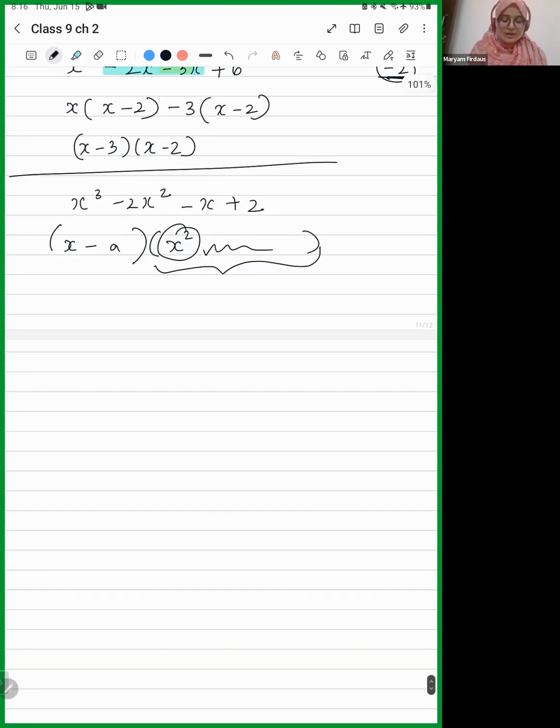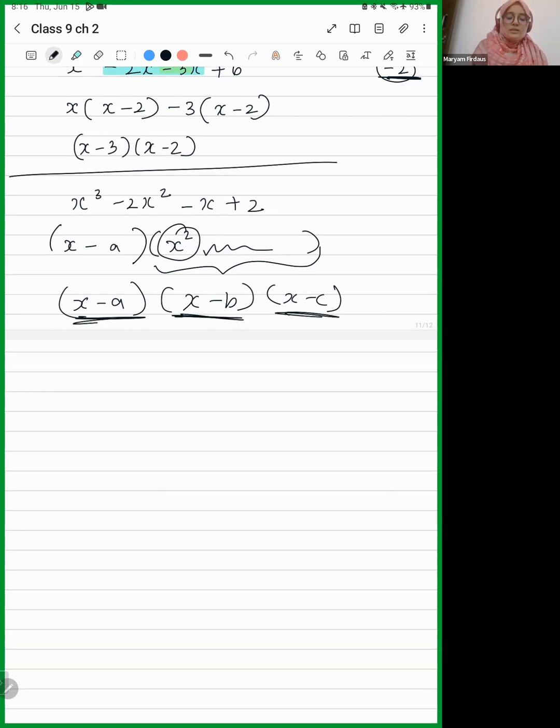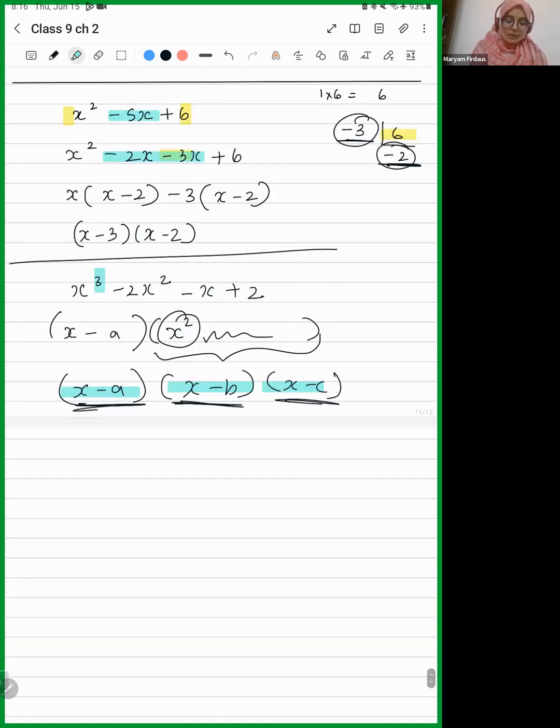So in the end you're going to have three brackets, x minus a, x minus b, x minus c. You're going to have three brackets or three factors. Each of these is going to be a factor, right? Why are we going to have three factors? Because this is a cubic polynomial. Since it is a cubic polynomial, it's going to have three factors. Over here, we had a quadratic polynomial.